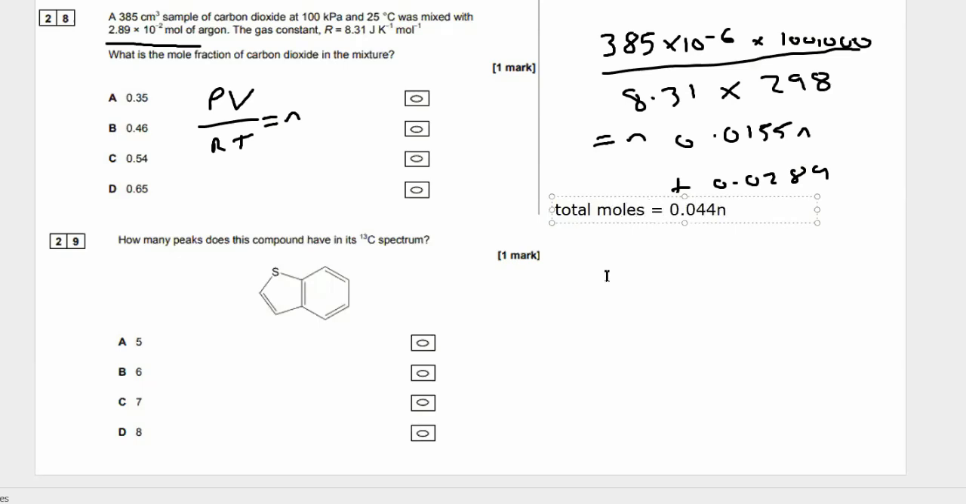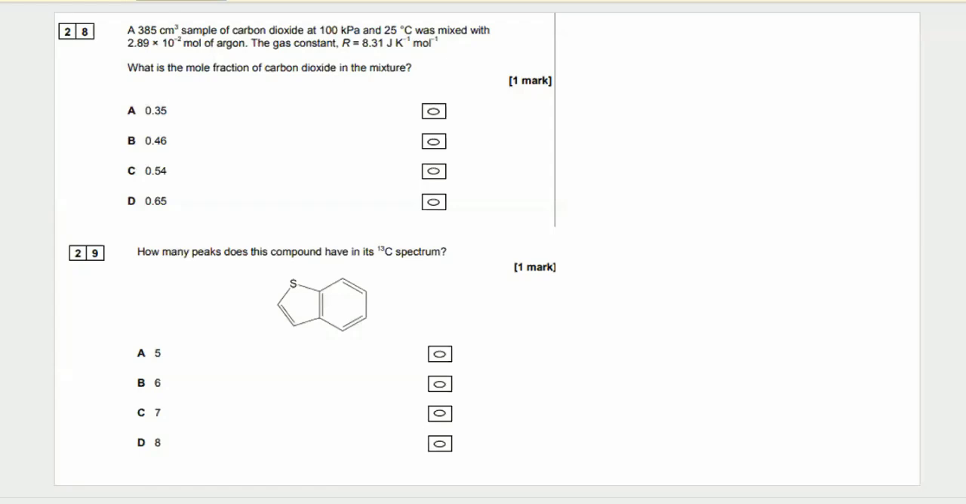Now, what is the total moles of gas? The total moles of gas is 0.044 because we add the argon to the moles we've just worked out, which is the carbon dioxide. And then we want to find out what fraction of the total moles is the carbon dioxide. So we go 0.0155, which is the moles of carbon dioxide, divided by 0.044, and we get 0.348. And the answer is A.